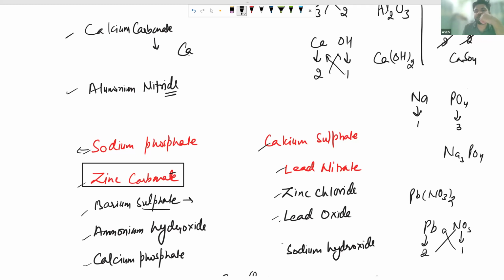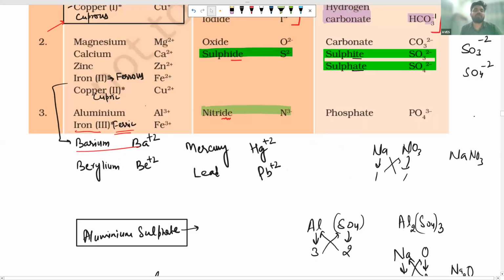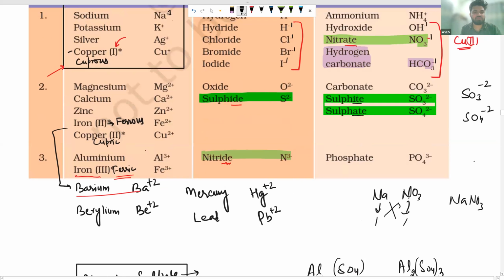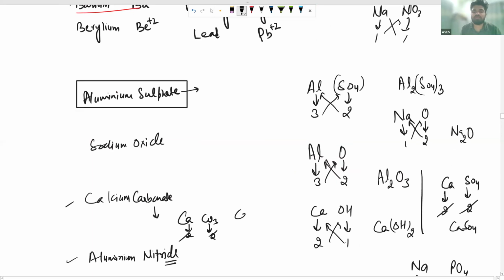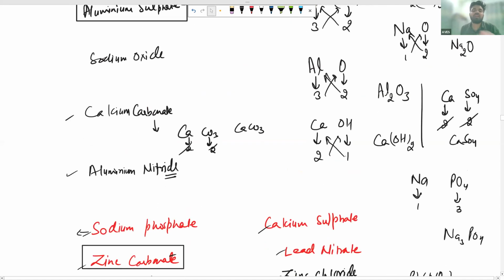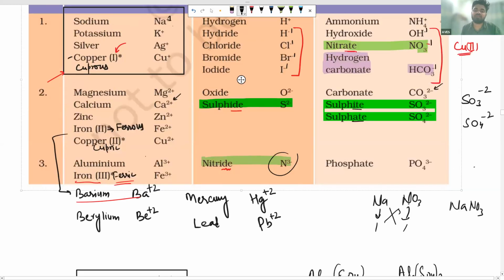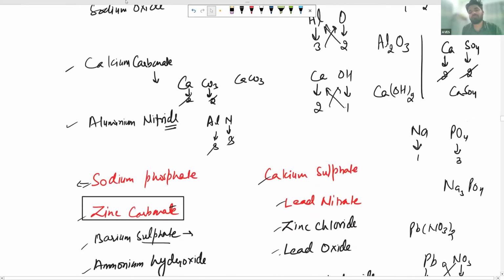CaCO3. Ca has two valency and carbonate also has two valency. So you can check it here in the table. Calcium has two and carbonate also has two. So they both will cancel out each other and you will get the formula CaCO3. Similarly, aluminium nitride, AlN, because nitride, IDE, it has three and aluminium also has three. You cut it, you will get AlN. You understood, everybody?